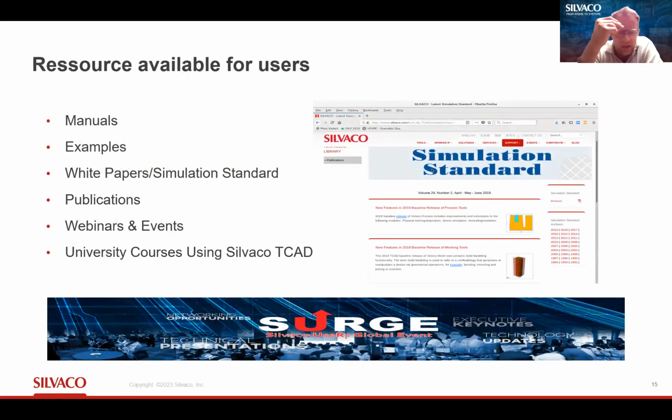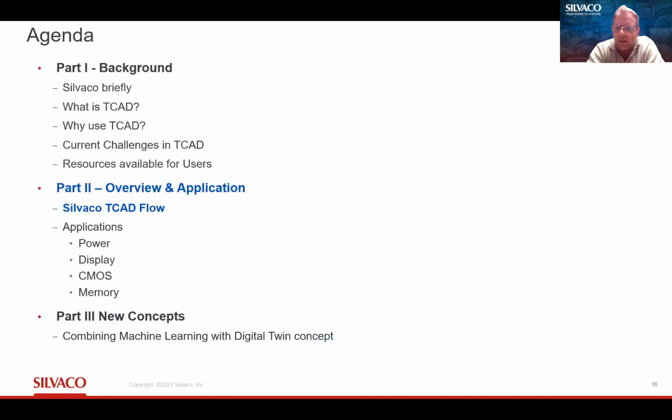Okay, we have been doing this type of development for quite a long time at Silvaco, so there is a lot of resource available for our users. You can look at our website and you will find, I'm pretty sure, everything you need if you need more information. All right, so that concludes the first part about TCAD in general. What I propose we do is move forward, and I will explain first the TCAD flow that we have at Silvaco, and then we'll go through different applications and see what TCAD can bring to the table.